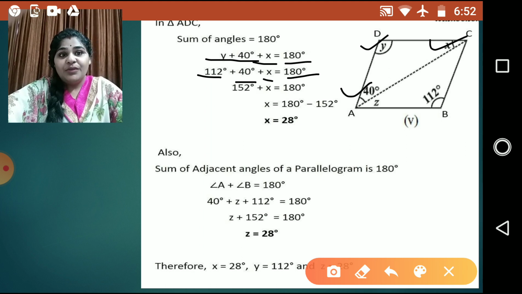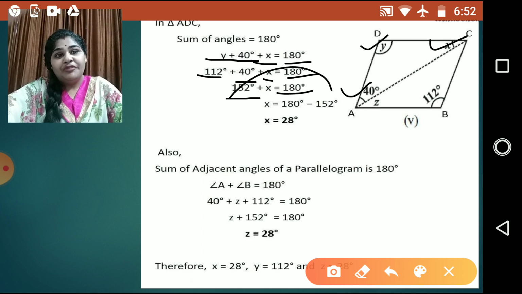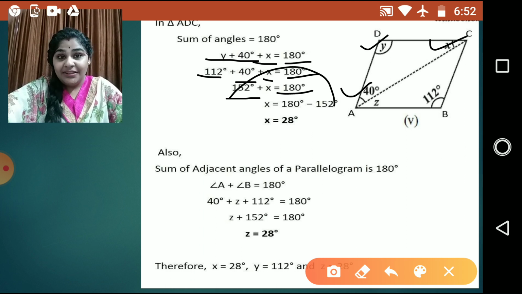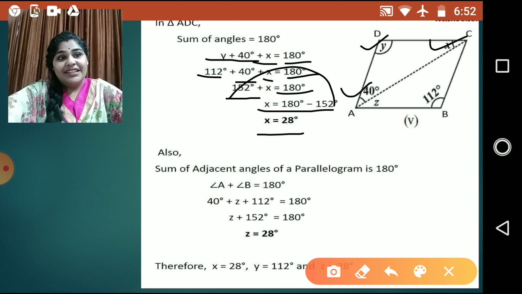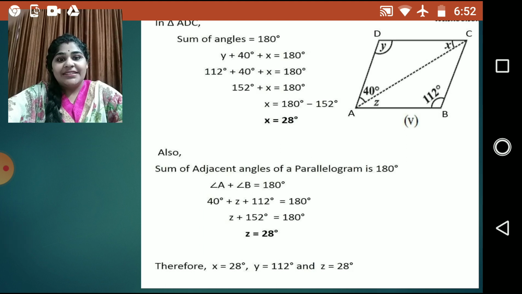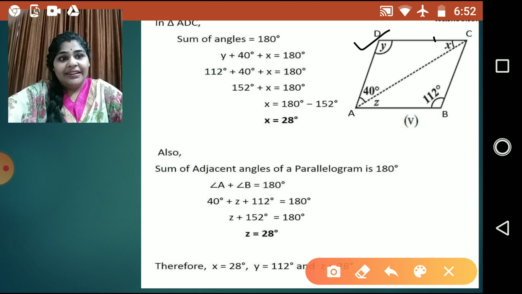So 112 plus 40 is nothing but 152 degree plus X is equal to 180 degree. So we transpose 152 to other side, it becomes minus 152 degree. So X is equal to 180 degree minus 152 degree, that is X is equal to 28 degrees. So hence now we know our angles Y and X. Now we have to find this Z.